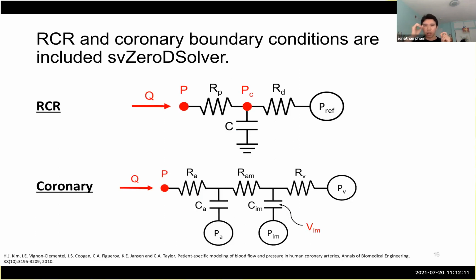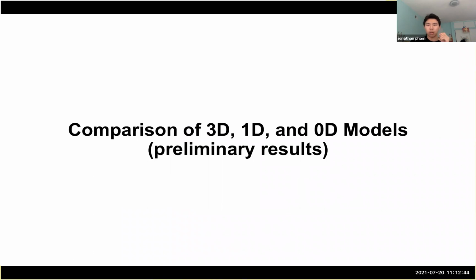So lastly, our 0D models, we represent the downstream vasculature using various boundary conditions. So both the 0D and 1D models, as well as 3D models, we have these resistance boundary conditions, but we also have RCR. We also have more complex ones like RCR and coronary, which again just capture the resistance and distensibility of downstream vessels. But the coronary boundary condition also captures the interaction between the heart and the coronary vessels as well. And so that concludes our brief overview of the theory and background for the 0D models in Synvascular.